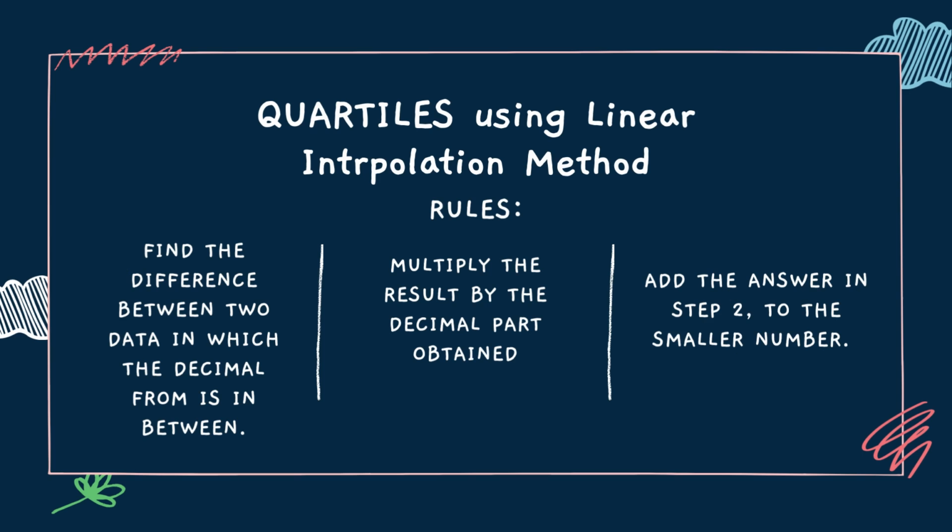So next, we're going to use the linear interpolation method. So first, the rules are, we have to find the difference between two data in which the decimal is in between. Next is multiply the result by the decimal part obtained. And lastly, add the answer in step 2 to the smaller number. So let's try it first.